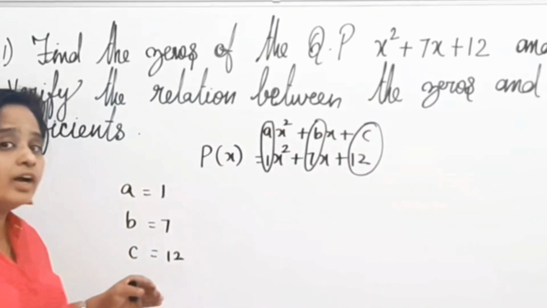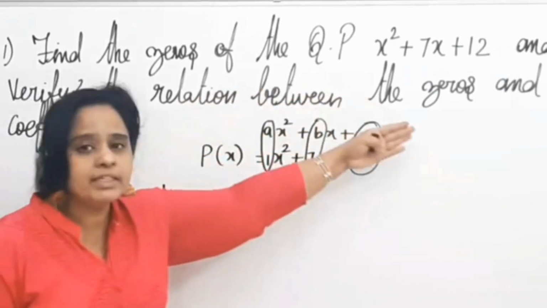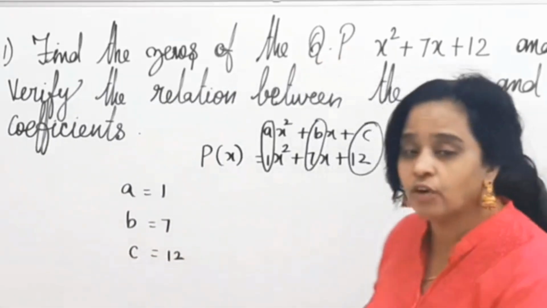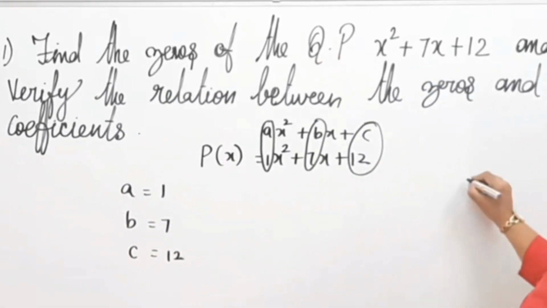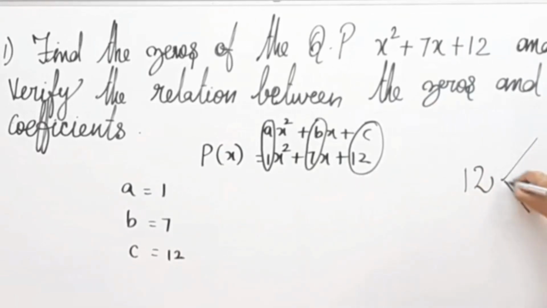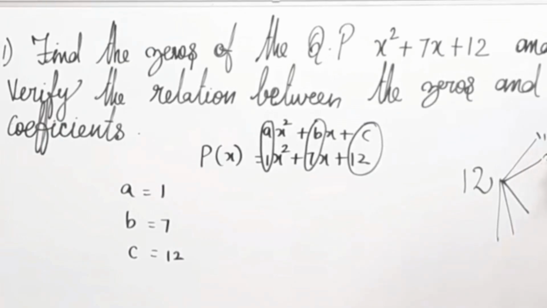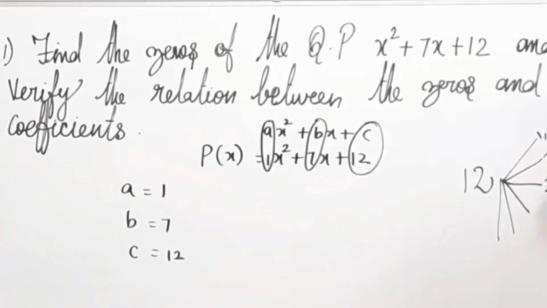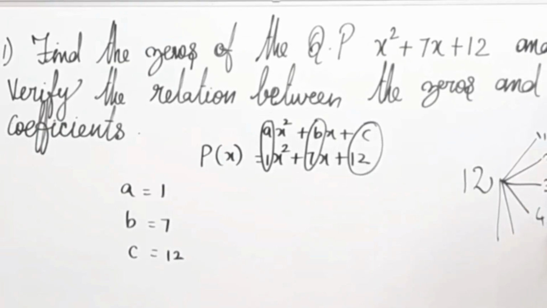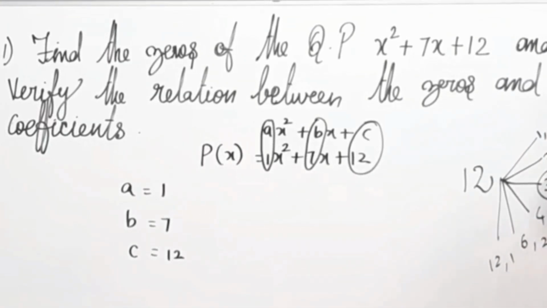Now I have to find the zeros here. Why? Because these are the coefficients, I have to get my zeros. So what do I do for getting zeros? I will concentrate on my constant term 12 and find the factors for 12. 1 12s are, 2 6s are, and then 3 4s are, and then it just gets repeated, that is 6 2s are and 12 1s are. Now my perfect factors are 3 and 4.